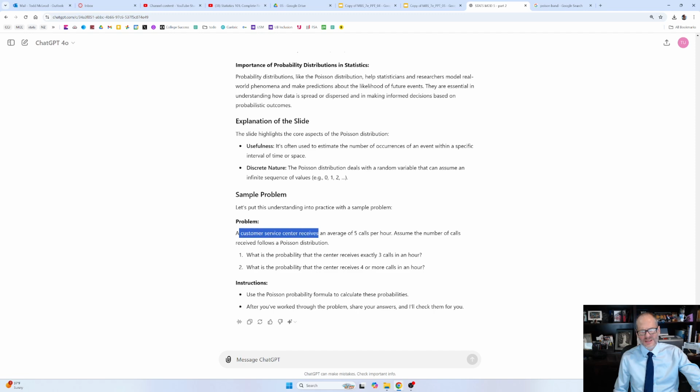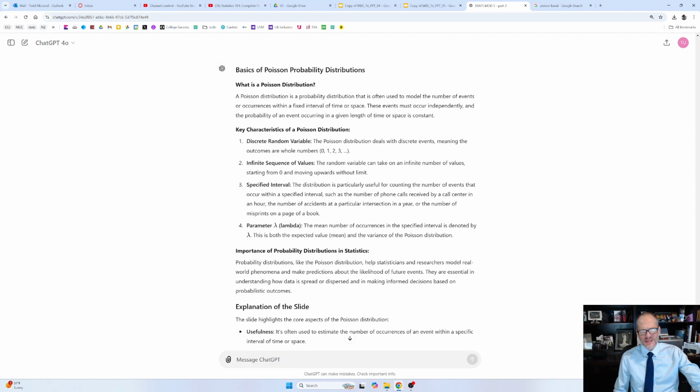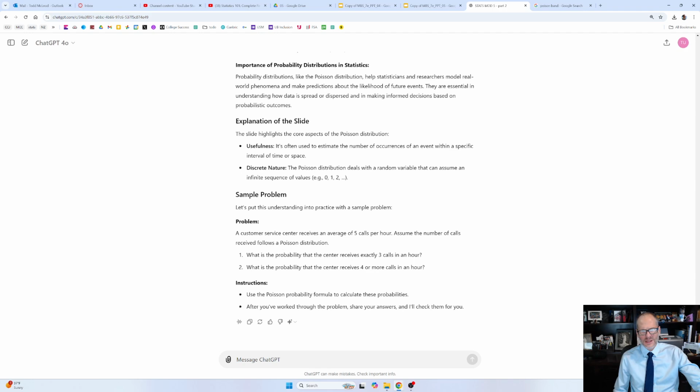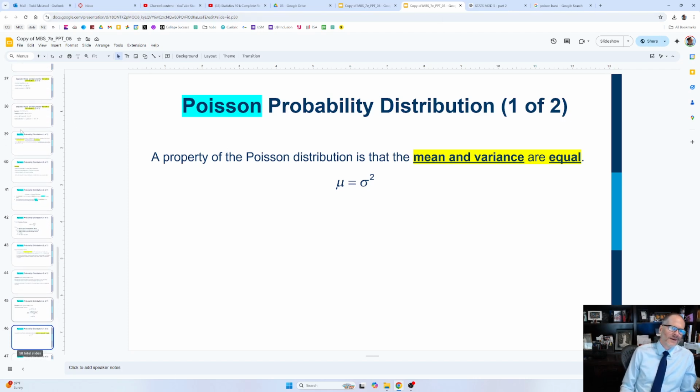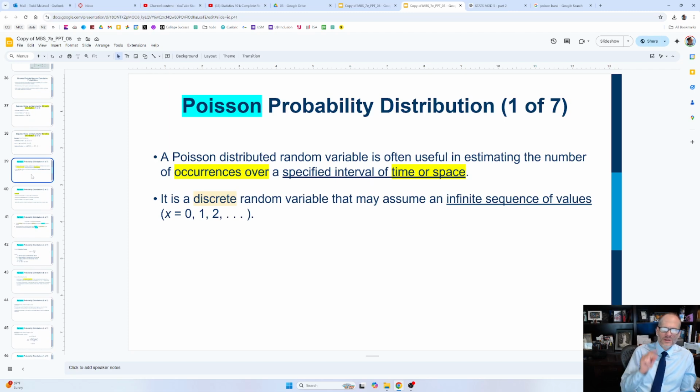A customer service center receives an average of 5 phone calls per hour. Assume the number of calls received follows a Poisson distribution. What is the probability that the center receives exactly 3 calls in an hour? It's interesting, they didn't give us any formulas here, but then they gave us a problem. So we'll jump over to our PowerPoint slides and go through these, where we'll get a formula, and then we're going to do that problem for ChatGPT.